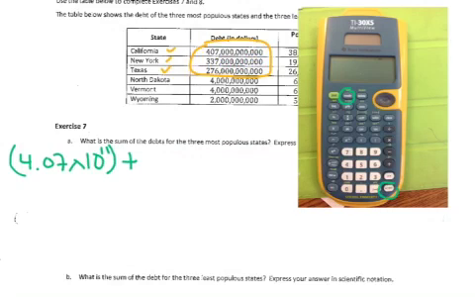For New York, you should have 3.37 times 10 to the 11th power. And lastly, we're going to add it to Texas. And for Texas, we should have 2.76 times 10 to the 11th power. Like I said, this is if you put it in your calculator.